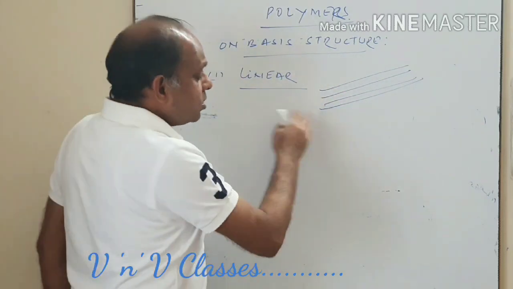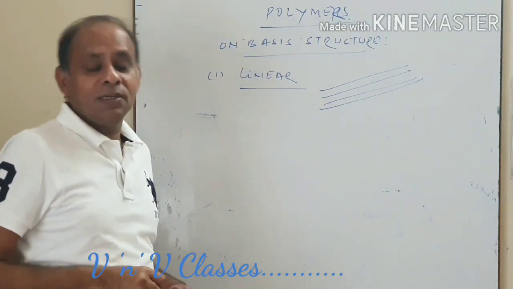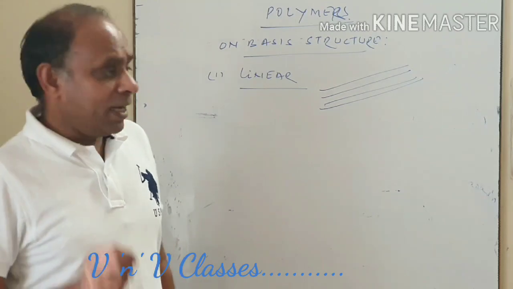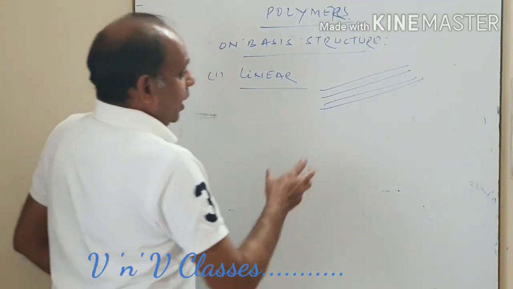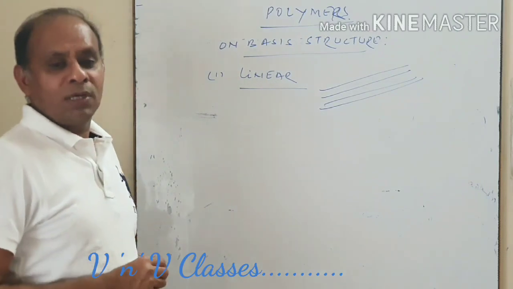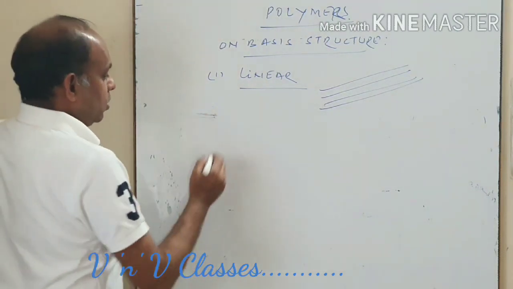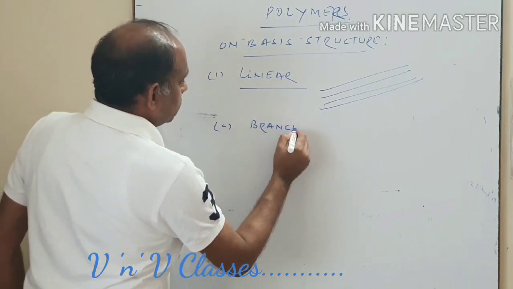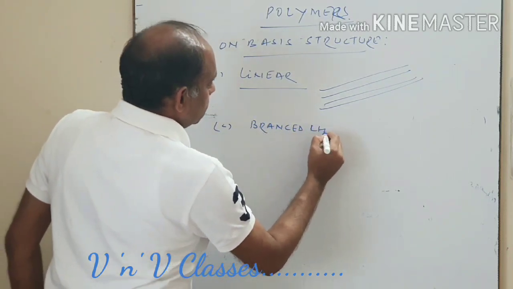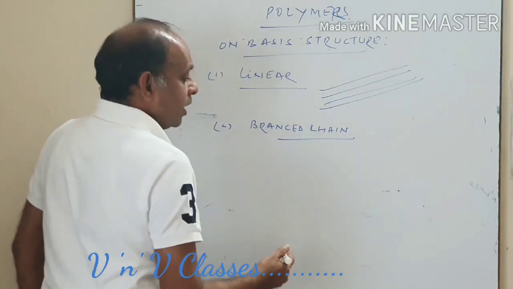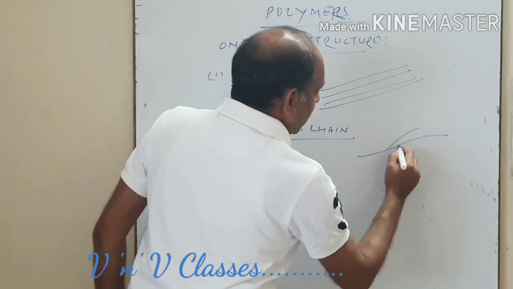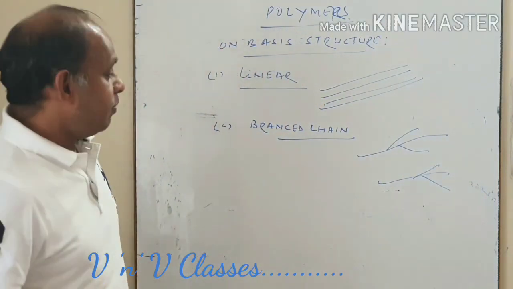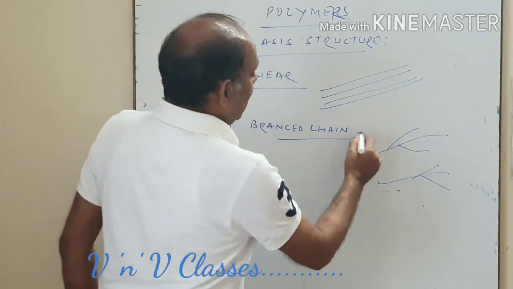So that's why these linear polymers have high density. They have high tensile strength. Very good polymer. They have high density, high tensile strength, and high melting points as well. This is because of their structure. Second, we have branched chain polymers. As the name tells, we have polymer chains, but they have branches. They are not very closely packed. They have branches, and these are branched chain polymers.